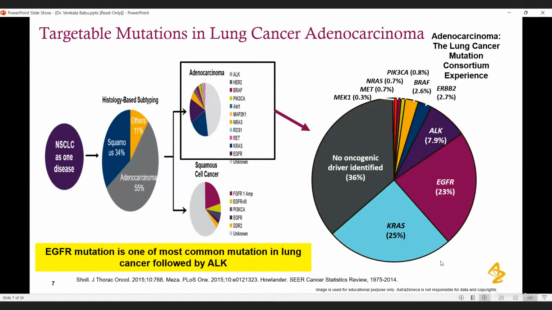So when we see the targetable mutation in lung cancer, the most common is having no mutation. So it is a very common scenario that we send the NGS and we may not find any targetable mutation. And next common is KRAS, which is still to be targeted. There are drugs like sotorasib which are already approved but not available in India yet. The next most common is EGFR, occurs in nearly 23% of patients.